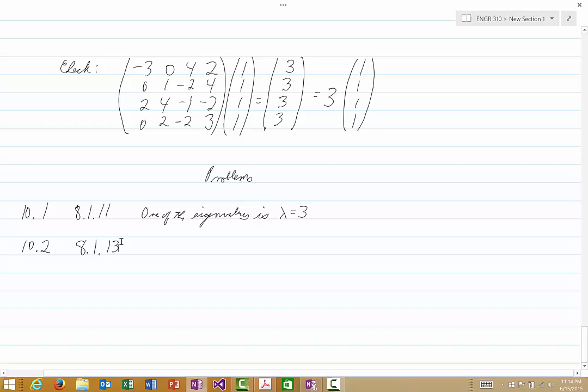matrix, but in this case the book does not give you a hint about the identity of any of the eigenvalues, so you'll need to do a little bit of guessing for that one. But those are the problems for lecture 10, and that then concludes lecture 10, and good luck.